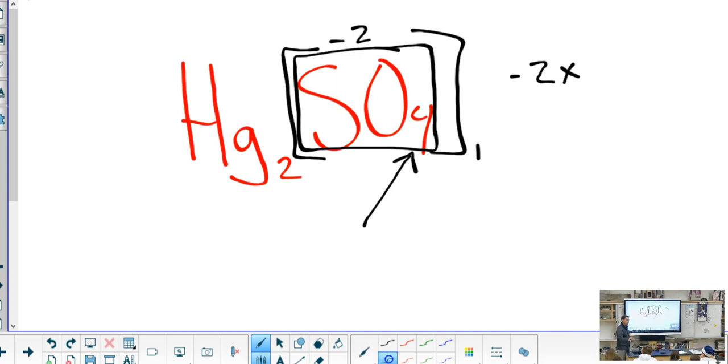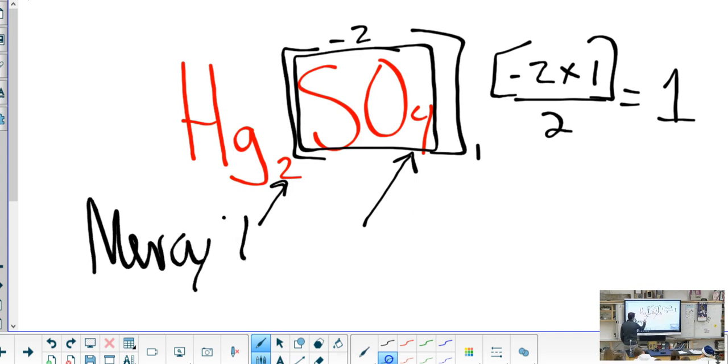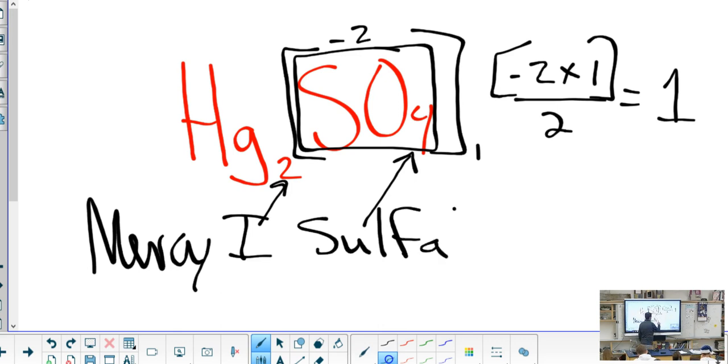We said if there's more than one, what would you find? Parentheses. Were there parentheses? No, there were not. So here we go. -2 times 1. Take the absolute value and divide it by the number of first atoms, which is a 2. That's a 1. So mercury 1 sulfate. That would be the answer to that one.